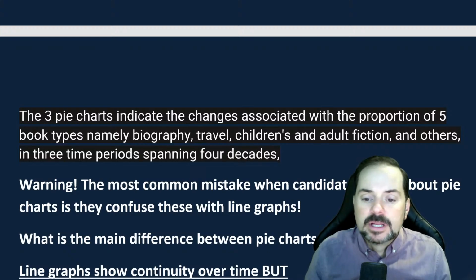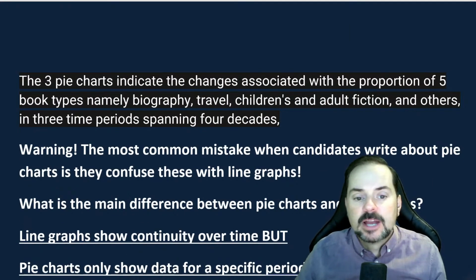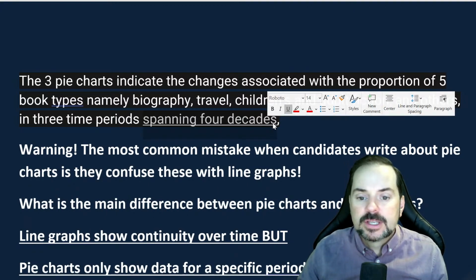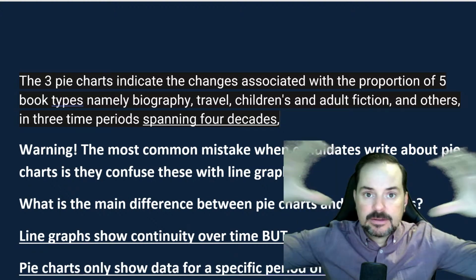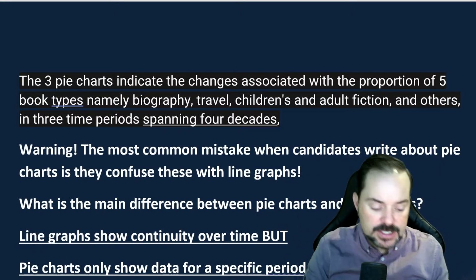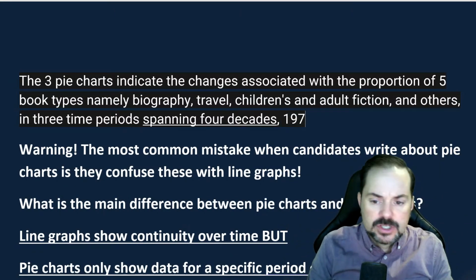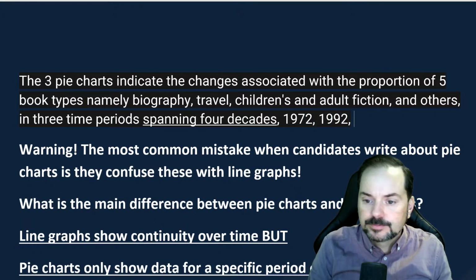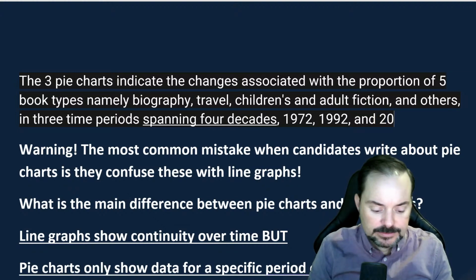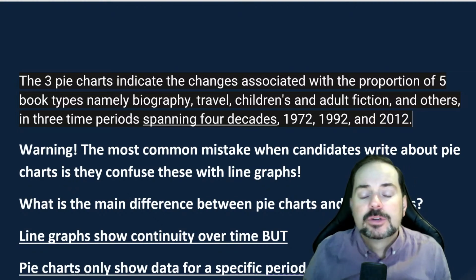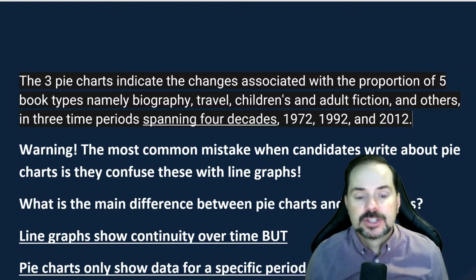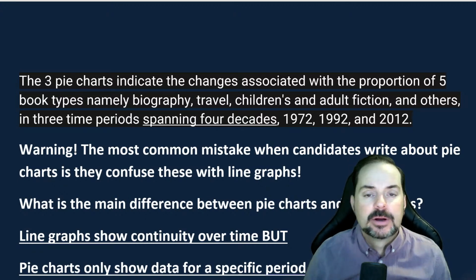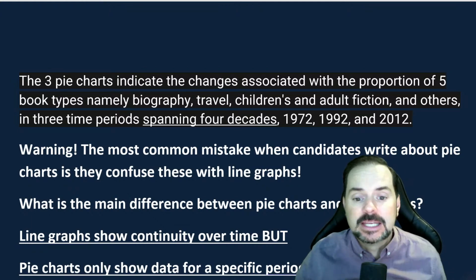So that would be clear if you wrote in 3 time periods spanning 4 decades. Notice that interesting use of the word spanning. Okay, spanning 4 decades. And then I would be specific here, Sanjay. So 1972, 1992, and 2012. Okay, now it's more accurate information. It's not misleading information. Okay, so if you're writing about pie charts like line graphs, it's misleading information.